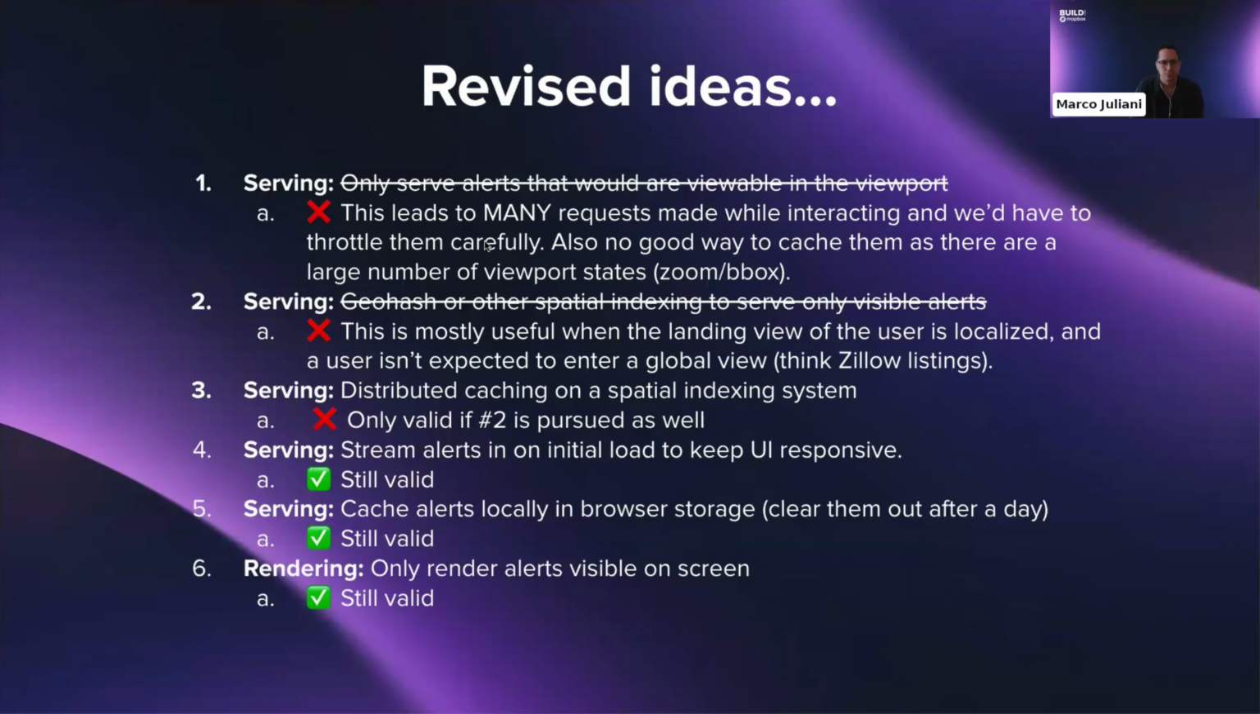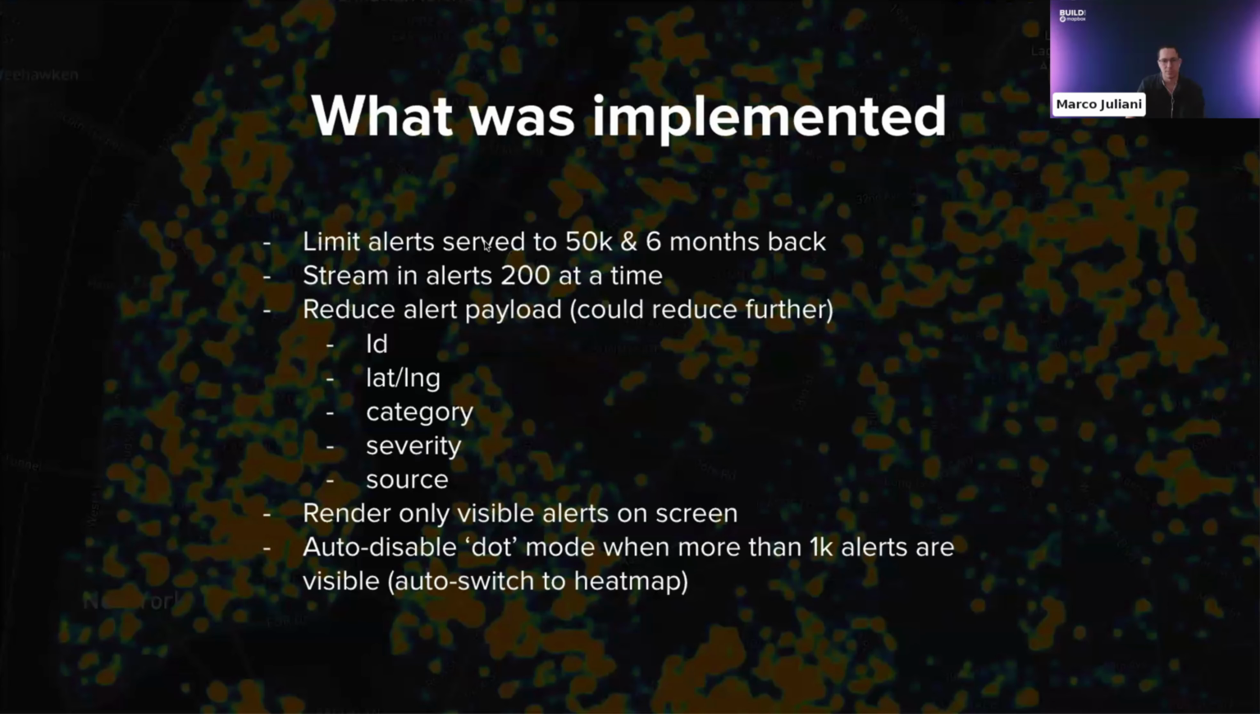So serving only what's in the viewport would have led to many requests, so that was not an option. And then implementing some kind of geohash to only serve a zip code's worth of alerts was also not really an option, because the usage pattern of this application was to have a global view as opposed to localized views. And then ultimately I decided to stream in alerts and only render the visible ones. So that led to a lot of improvement.